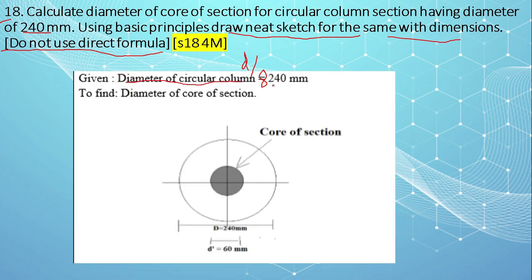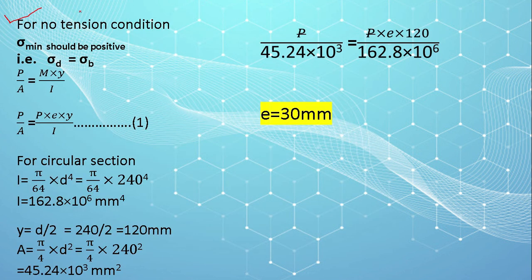Diameter of circular column is 240 mm. So we have to find out this core of section. We know that for no tension condition sigma minimum should be positive. Direct stress should be equal to bending stress. Formula for direct stress is P divided by A. Formula for bending stress is M divided by I multiplied by Y. This M can be written as P multiplied by E, force multiplied by perpendicular distance.